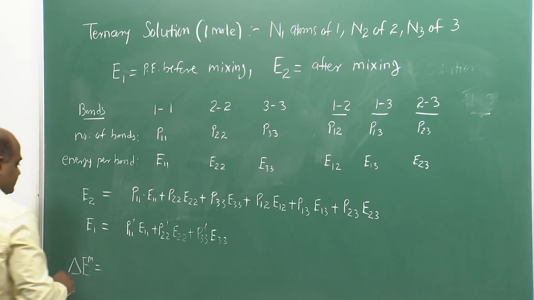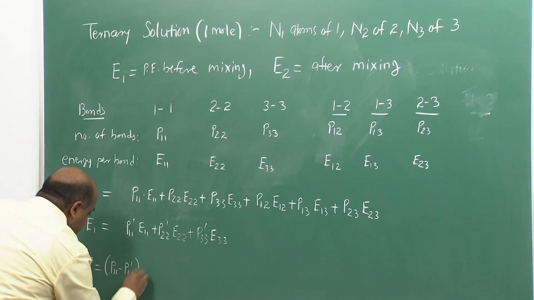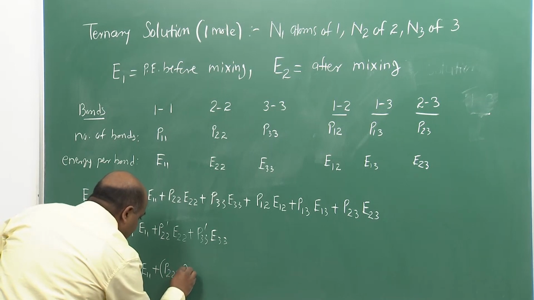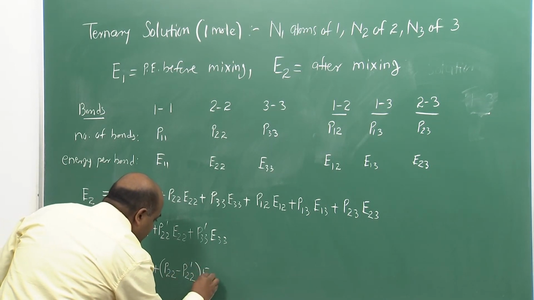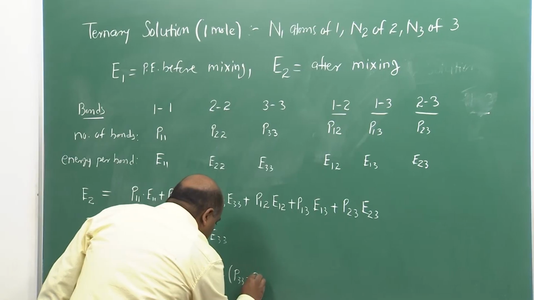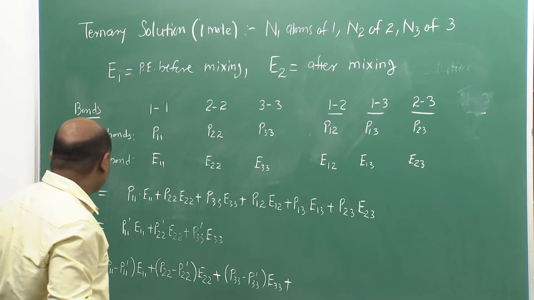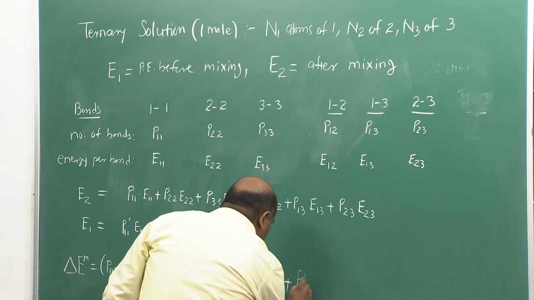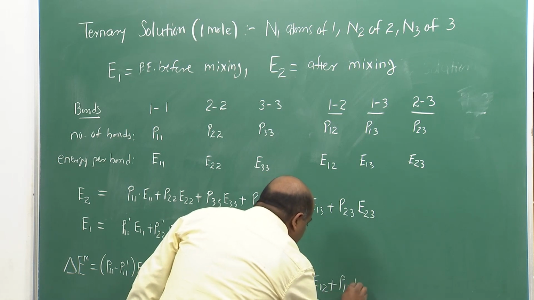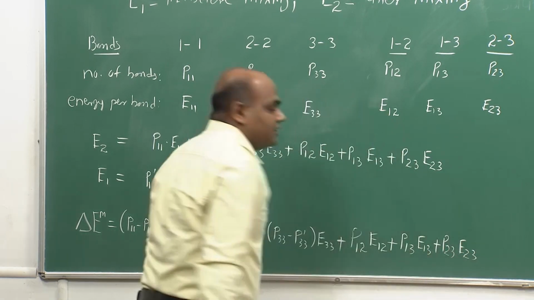we can write as E2 minus E1, that will be P11 minus P11 prime times E11 plus P22 minus P22 prime times E22 plus P33 minus P33 prime times E33, plus the terms related to dissimilar bonds, P12 times E12 plus P13 times E13 plus P23 times E23.